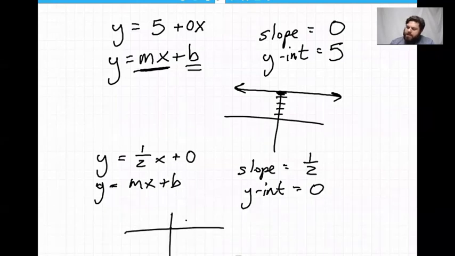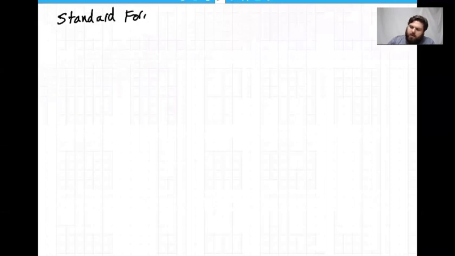So if I were to graph this, I start with my y-intercept, then I use my slope. I go rise 1, run 2. That's rise 1, run 2, right? Up 1, over 2. That's going to give me my second point, and then from there I draw my line, okay? All right, let's go to standard form. That's our next form.